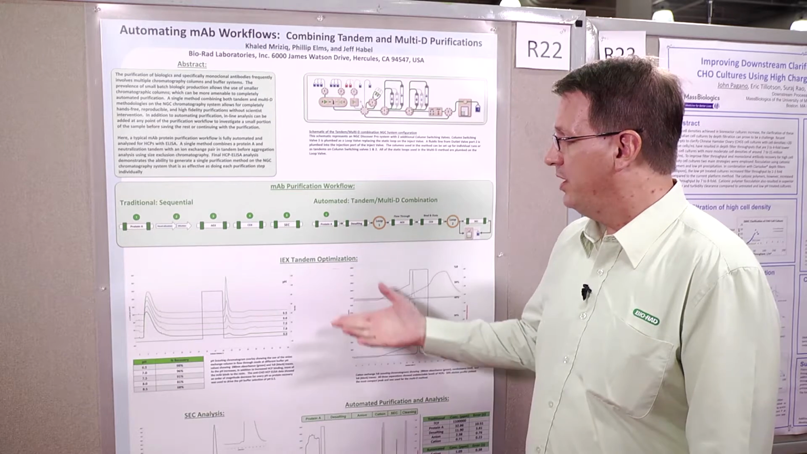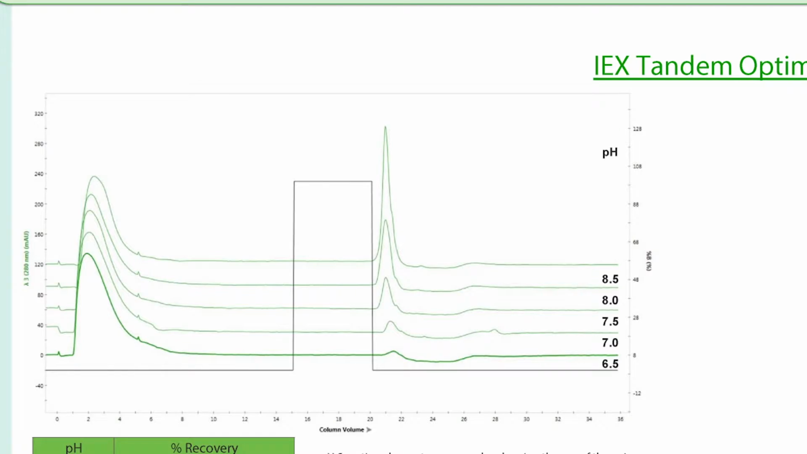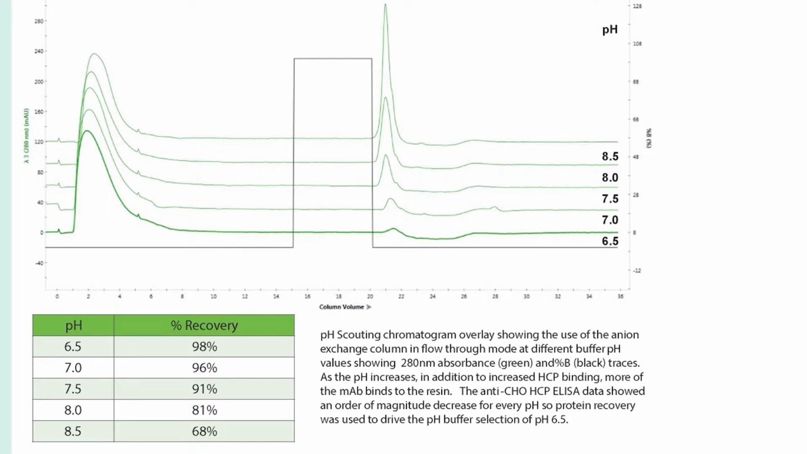For example, here we see the ion exchange tandem optimization. We do a simple pH screen to try to figure out which is the best pH for us to use for loading the sample through the anion exchange column, because again, our protein of interest isn't going to bind. What we want to do is maximize the percent recovery, and you can see as we increase in pH, as you would expect, more and more of our target protein binds, which is exactly what we don't want to have happen. So that's why we select a low pH in this case.